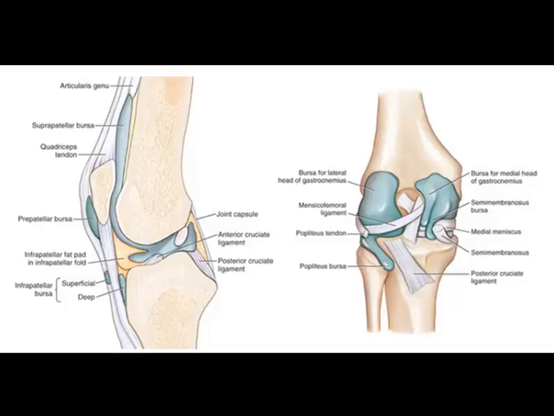We have the lateral one, located between the lateral head of the gastrocnemius muscle and the lateral femoral condyle. And then we have the medial, which is located between the medial head of the gastrocnemius muscle and the medial femoral condyle. We have the semimembranosus, which is situated between the medial head of the gastrocnemius muscle and the semimembranosus tendon. And then lastly, we have the popliteus, which is tucked between the popliteus tendon and the lateral tibial condyle.